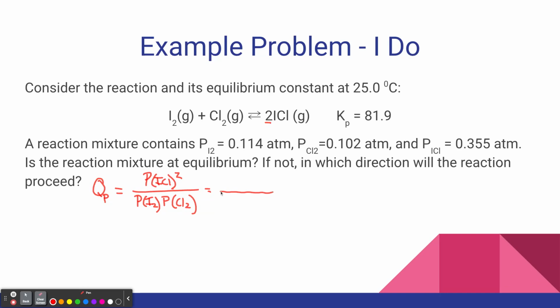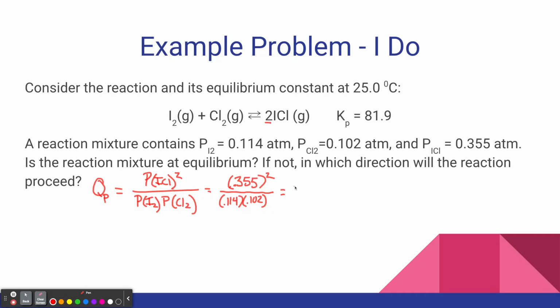Now I'm going to plug in my numbers. I'm going to plug in 0.355 atmospheres for ICl, and raise that to the second power. Don't forget my decimal point there. Then in the denominator, I'm going to put 0.114 atmospheres for I2 times 0.102 atmospheres for Cl2. And then I'm going to just plug this value into my calculator.